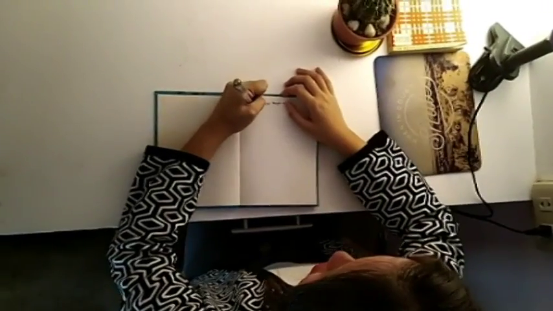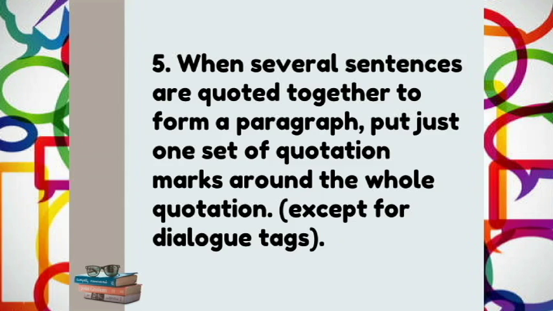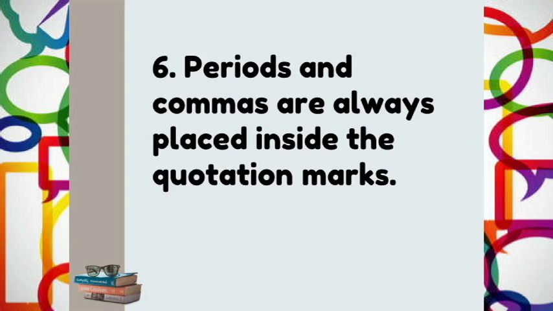For several sentences, just one set of quotation marks. Next, when several sentences are quoted together to form a paragraph, put just one set of quotation marks around the whole quotation, except for dialogue tags. Lastly, for the rules in writing a dialogue, periods and commas are always placed inside the quotation marks.